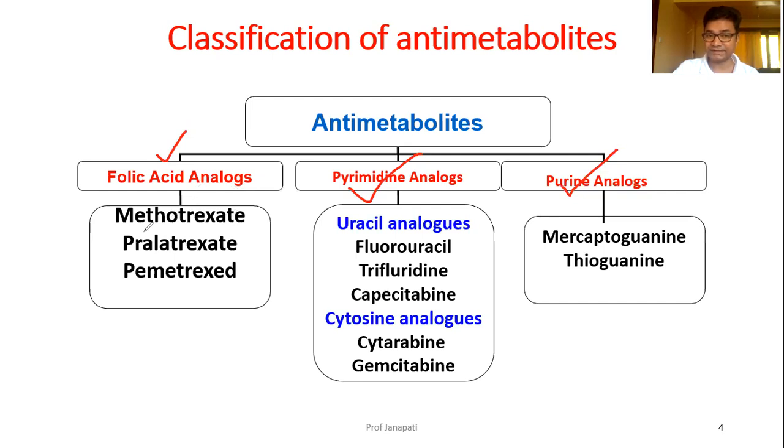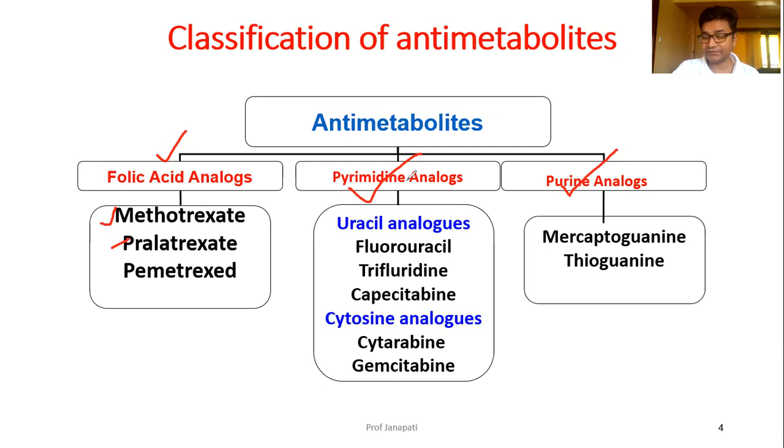Examples of folic acid analogs are methotrexate, a widely used drug, especially for leukemia. Then pralatrexate, pemetrexed. These are the drugs which are widely used under folic acid antagonist. Folic acid derivatives you can call, or folic acid analogs you can tell. All of them are synonyms.